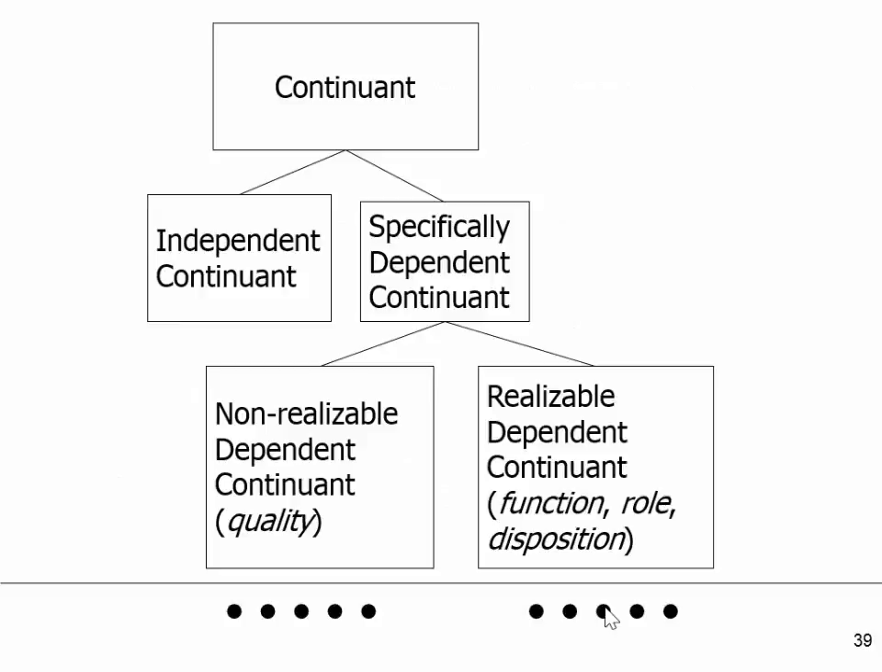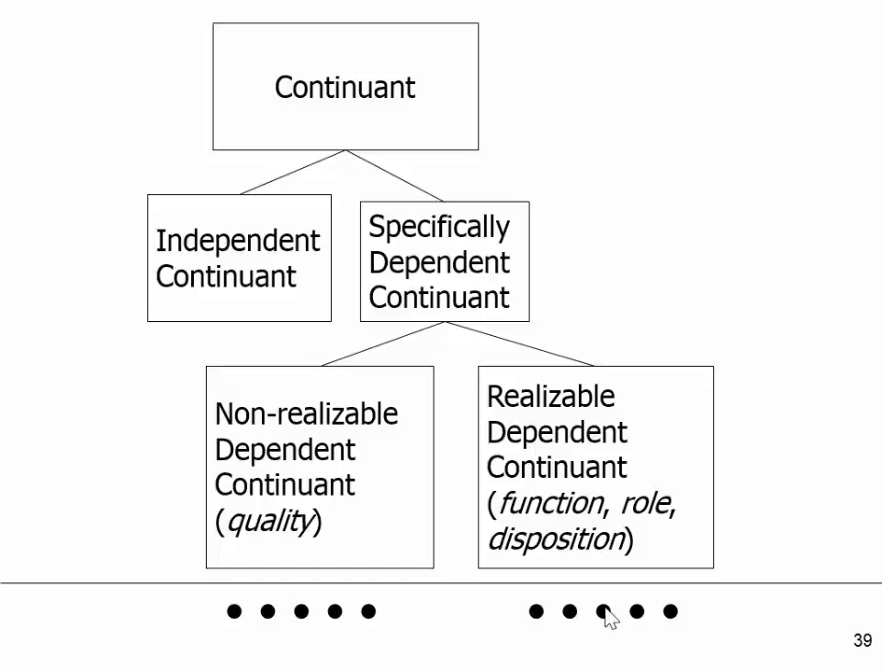We're starting to move down the hierarchy. We have what we now call specifically dependent continuants. So your headache is dependent upon your head. Specifically, you can't share your headache with someone else. They have their own headache. Similarly, your skin color is dependent upon you. Somebody may have a similar skin color, even exactly similar skin color, but they still have their own skin color.